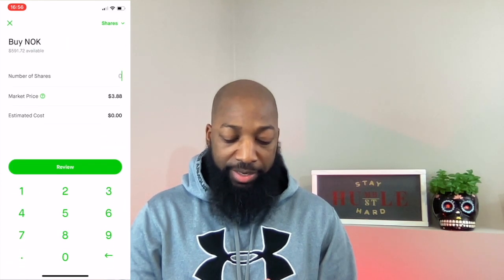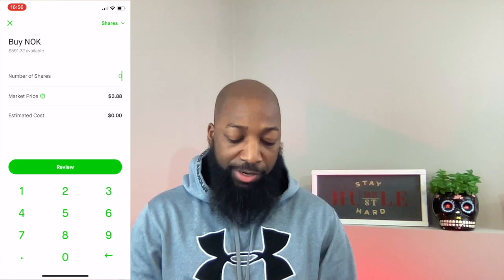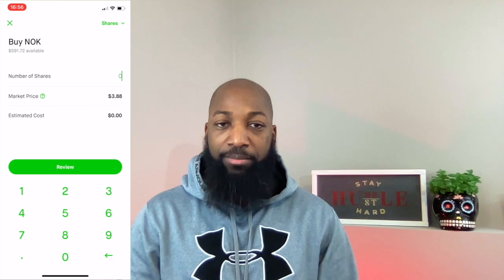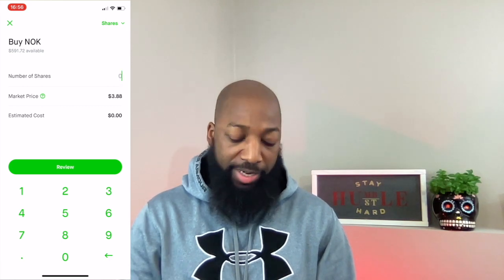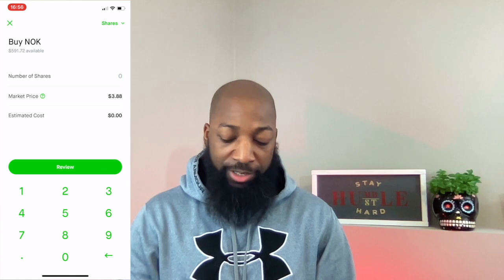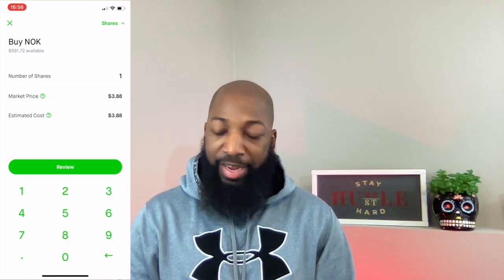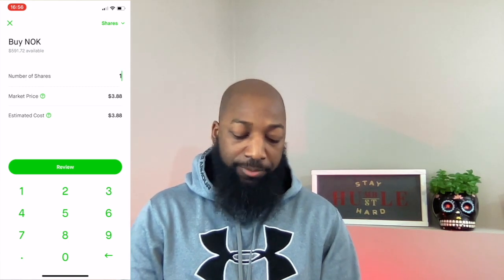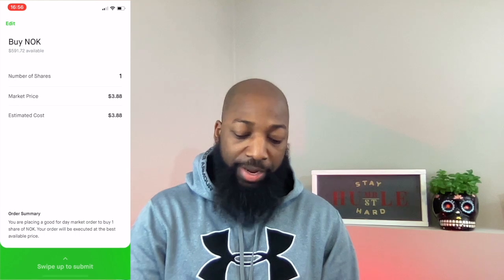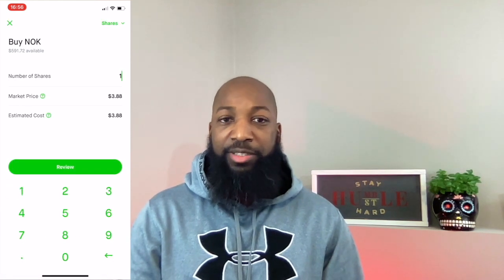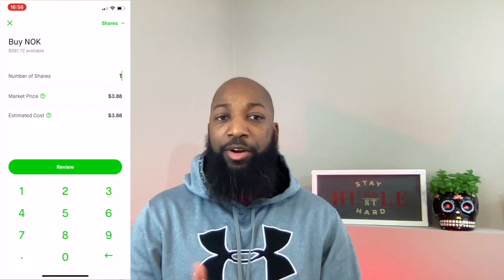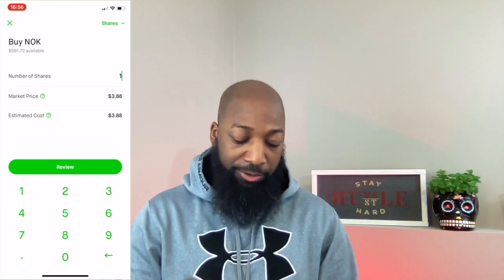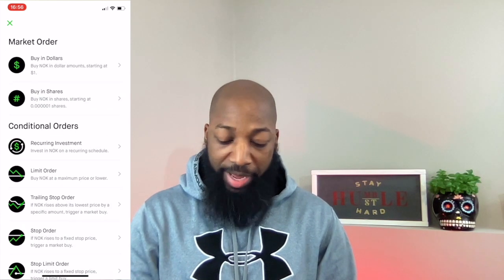Right off the bat, you can see that you can select the number of shares. It gives you the market price and the estimated cost of the total amount of shares that you want to buy. So for this example, I'm just going to buy one share, estimated at 388. Now, one of the things that I did initially is I would go ahead, click the review button, and buy right away, right? But if you do that, it doesn't guarantee that you'll actually pay that 388, because the market price is constantly fluctuating.